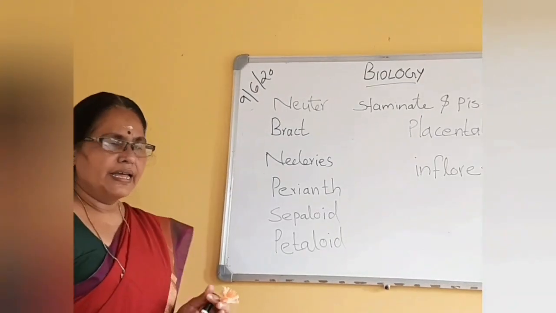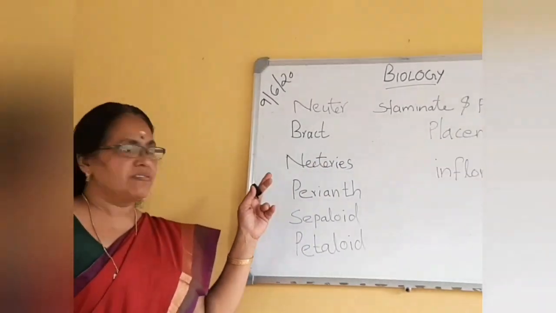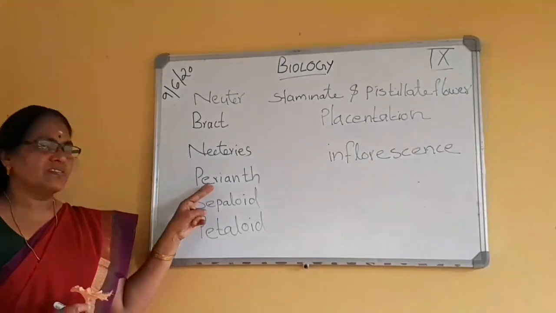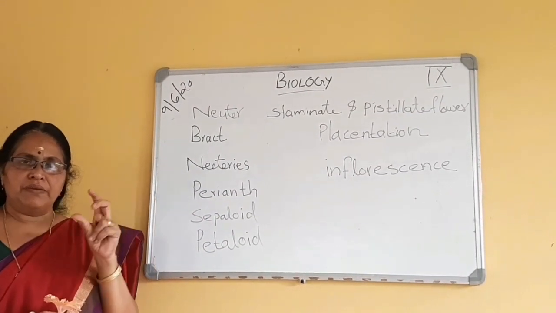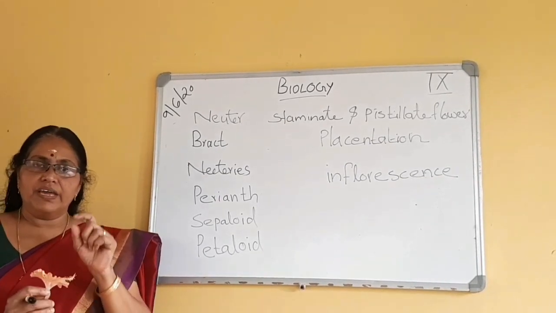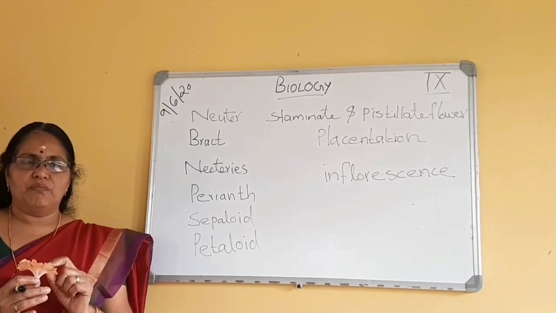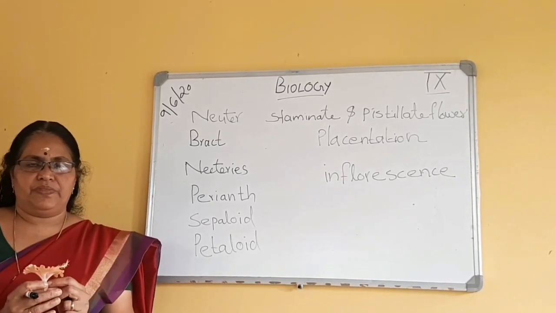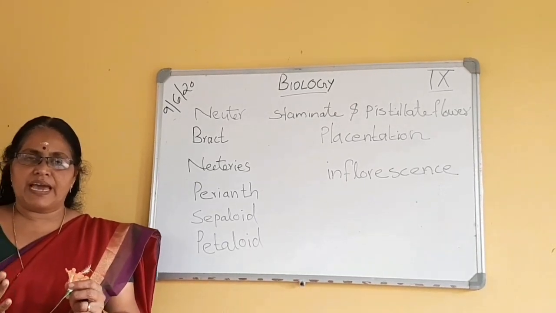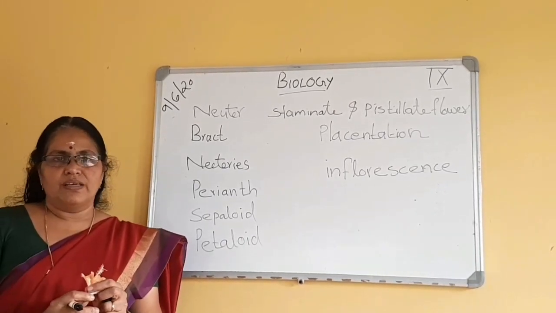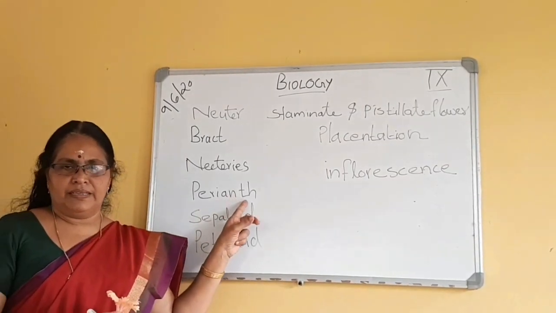They are called nectaries, nectar producing cells in the flower. Another structure found in the flower is the perianth. That is, sometimes in a flower, we cannot identify the calyx and corolla. Both will be the same color, or we cannot say which is the calyx and which is the corolla. So such an unidentified structure is called perianth.